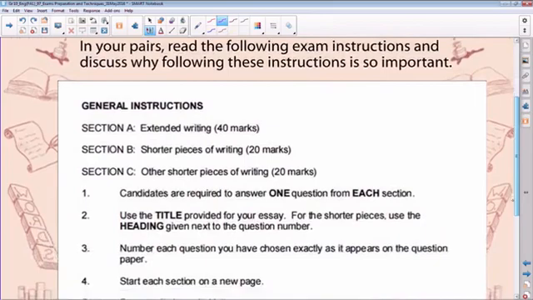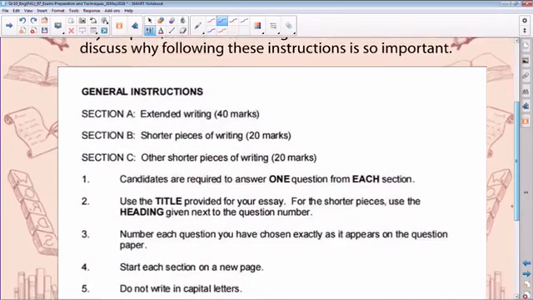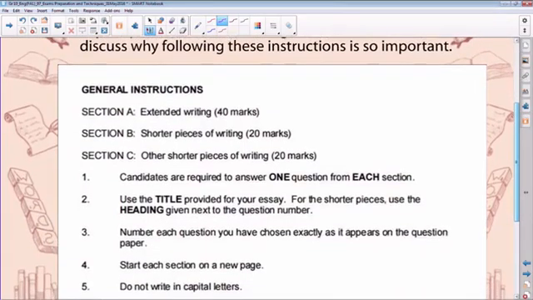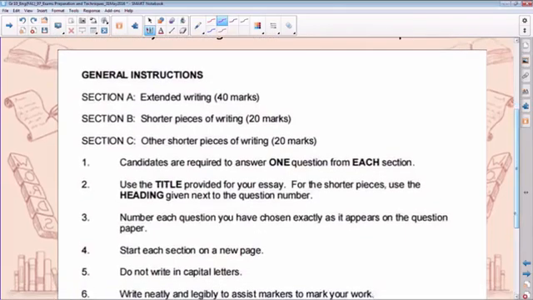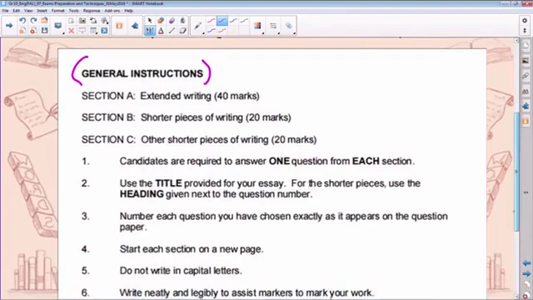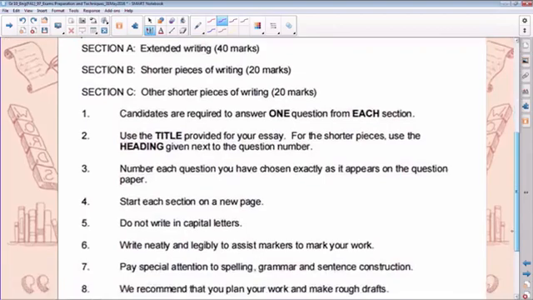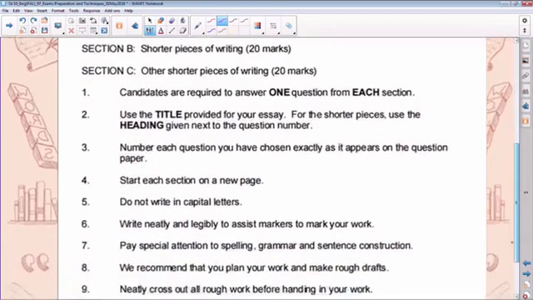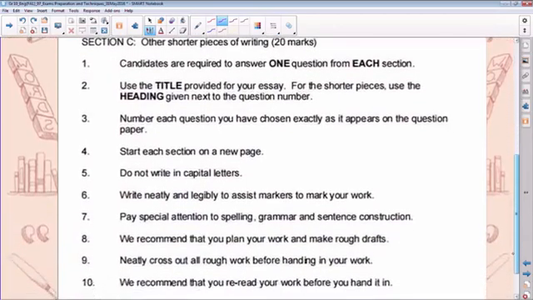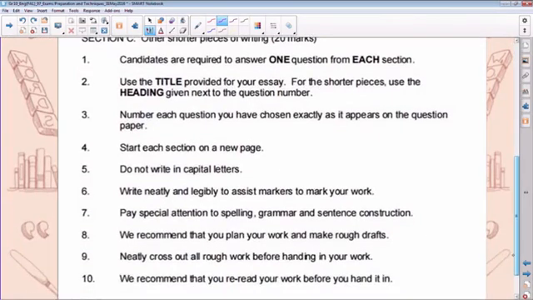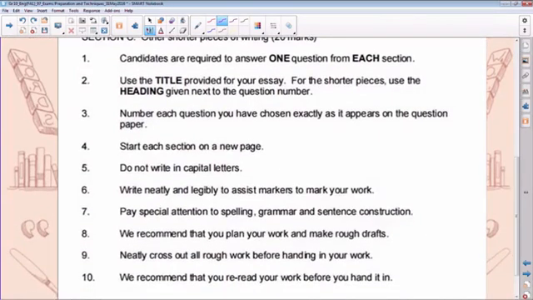This is for an English paper, but there are going to be similarities across your different subjects. I want you to look at the general instructions, and I want you to tell me, why is it important for you to read these instructions? Okay, and what would you miss if you didn't read the instructions? So I'm going to just take you from instruction 1 all the way down to instruction 10. Okay, so take 3 minutes.